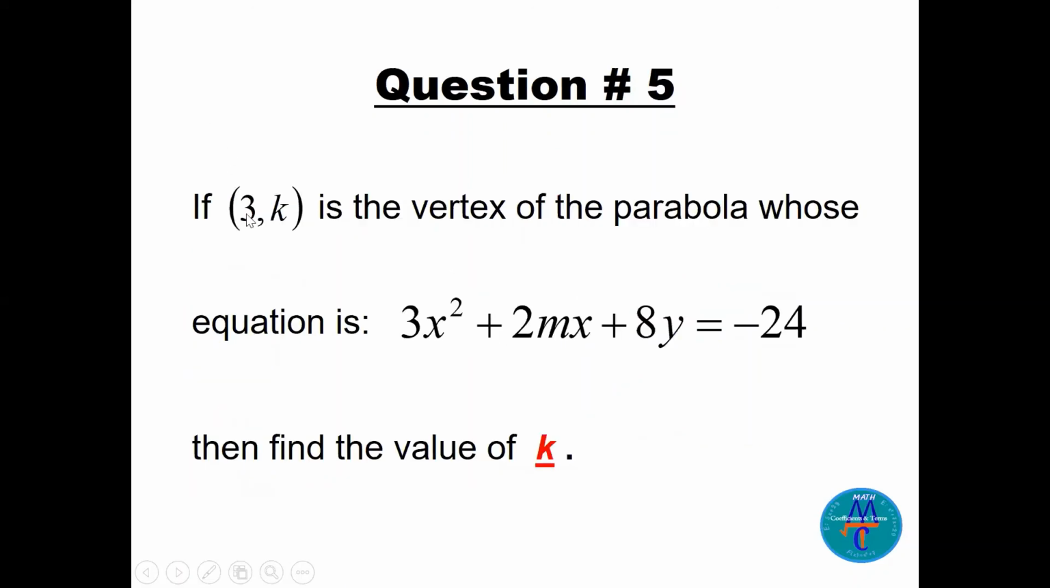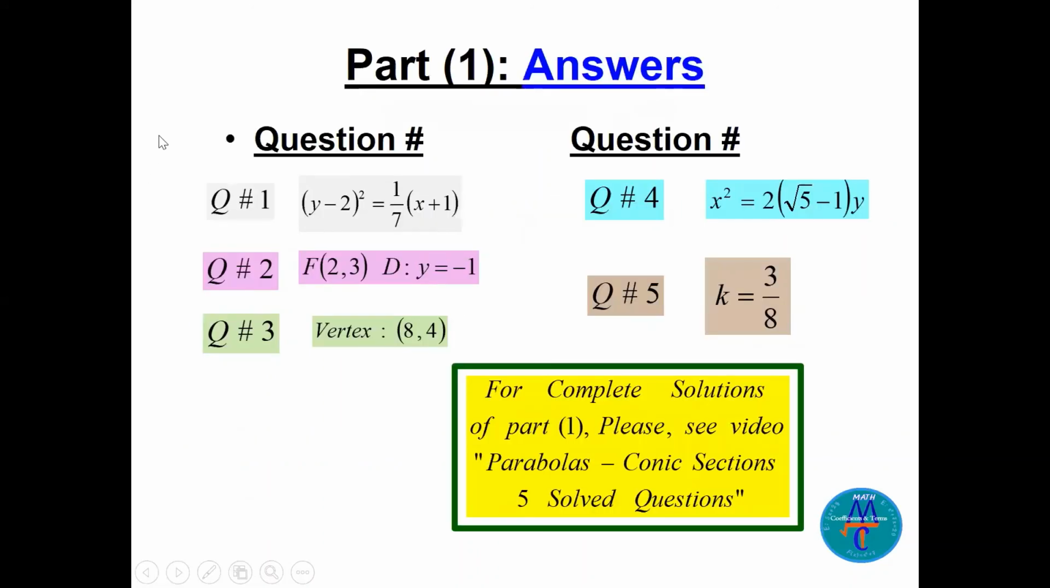Now, number 5, if (3, k) is the vertex of this parabola whose equation, 3x squared plus 2mx plus 8y is equal to minus 24. Find the value of k. Remember, there is an m here and there is a k there. So be careful. Now, these are the answers, only the answers, 1, 2, 3, 4, and 5. For complete solution, part 1, you can see the video, please, on parabolas, conic sections, 5 solved questions.